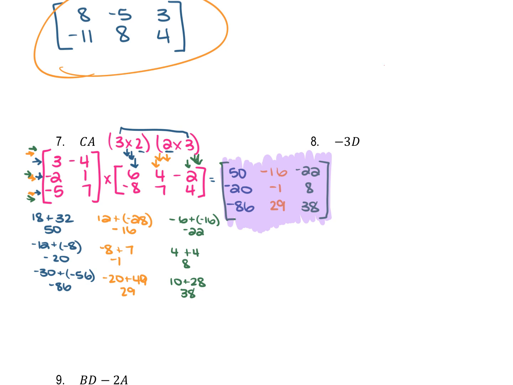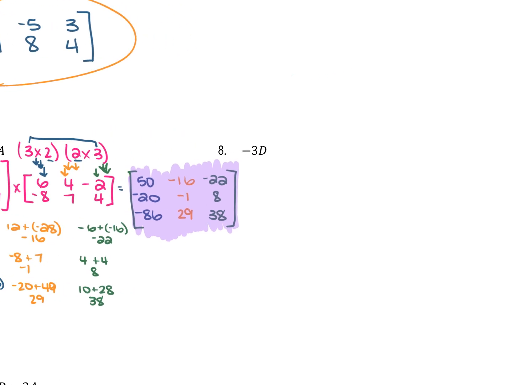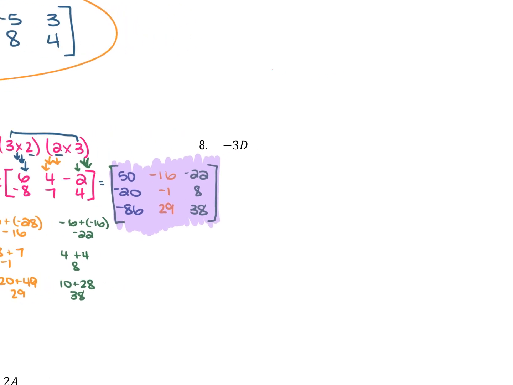For number 8, we're doing -3 times D. D was that 5, 6, 0, -9, -6, 2, and -3, -4, 7. So we're just going to multiply -3 into all of that. So I'm going to write that all down first. From here, we're going to multiply that -3 by each of those 9 terms inside of this matrix.